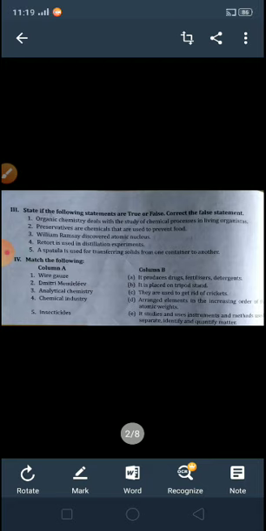Second question: preservatives are chemicals that are used to prevent food spoilage. This is a true statement. So you write in bracket T.